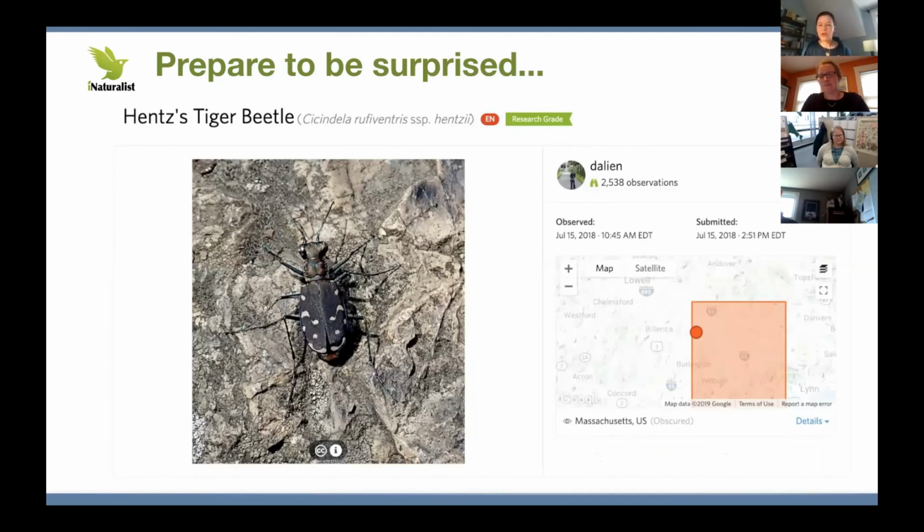So I love iNaturalist for many different reasons. As I said, it's one of our platforms. And when we say here, prepare to be surprised, it's because, of course, we see very cool things. Here, this is Dan. This is one of our citizen scientists. And actually, another of our citizen scientists saw this species. This is a hen tiger beetle, which is actually endangered in the field.